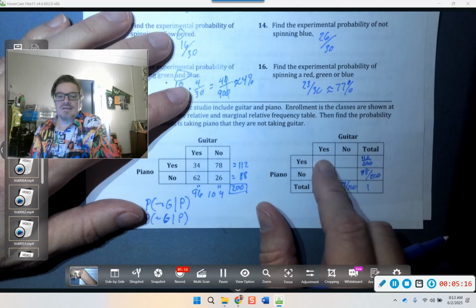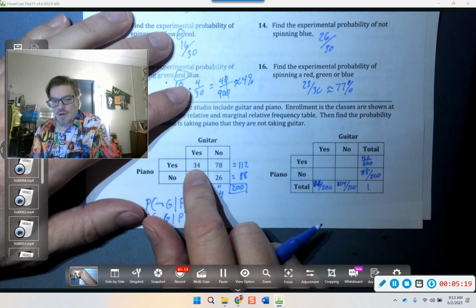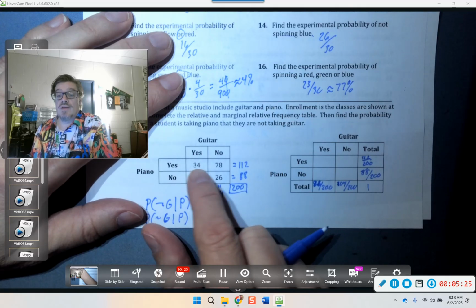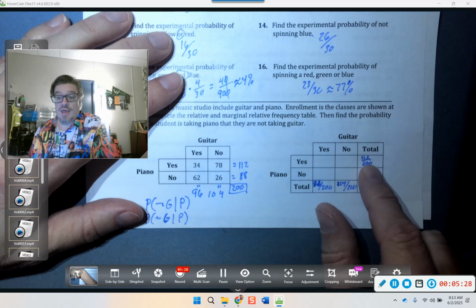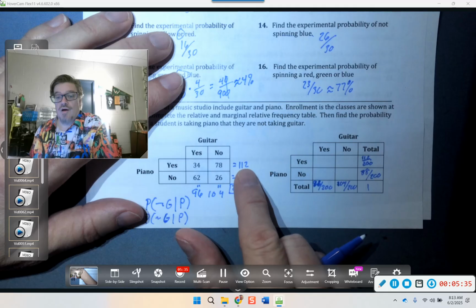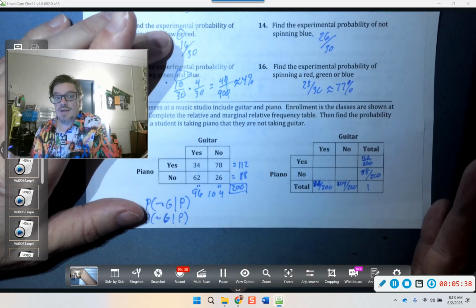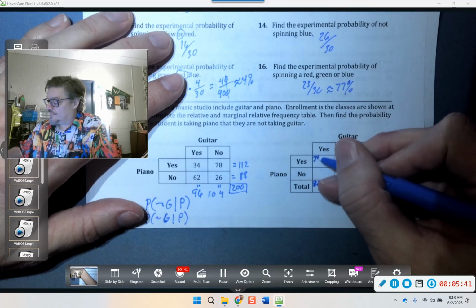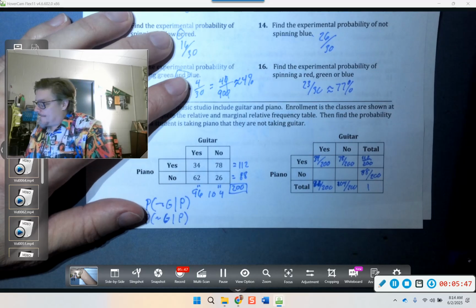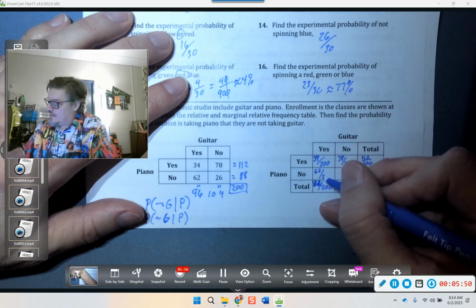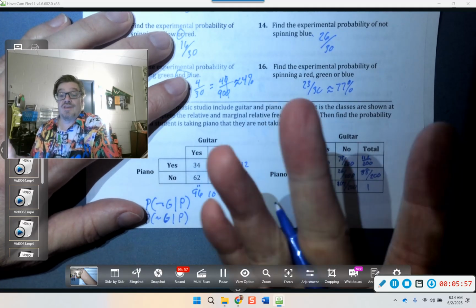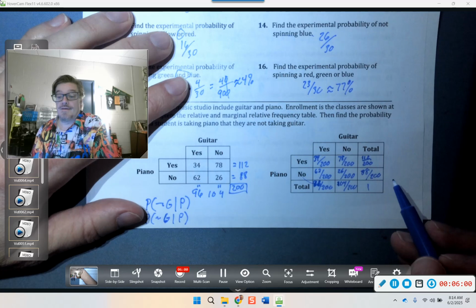But now for a yes, okay, a yes is 34, okay? But 34 out of what? Okay. So here's where you got to be careful, because this is the total, okay? It's not going to be 34 out of 200, is it? Or is it 34 out of 112? What should it be? It is 34 out of 200. And this would be 78 out of 200. Okay. And then this guy would be 62 out of 200 and 26 out of 200. Okay. And you would just figure out that percentage and fill in that table. All right. Cool.